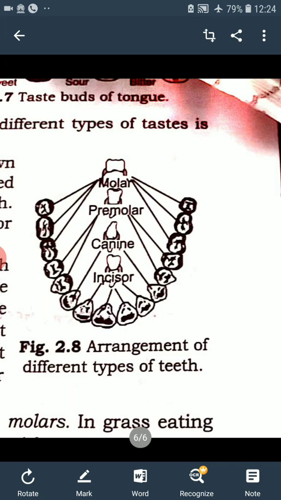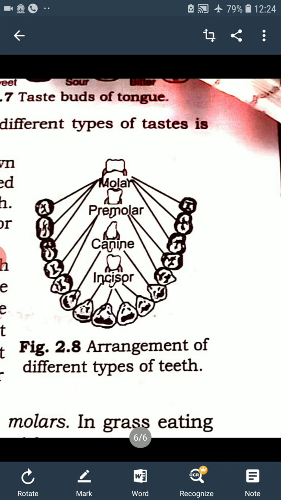After then you are able to see 1 canine, है ना. 2 incisor, half jaw की हम बात कर रहे हैं. 2 incisors, then 1 canine, again 2 premolar and 3 molar. So we can say 2 1 2 3. Half of the jaw in formula method, dental formula we can say 2 1 2 3. It means incisor 2, canine 1, then premolar 2, then molars 3.